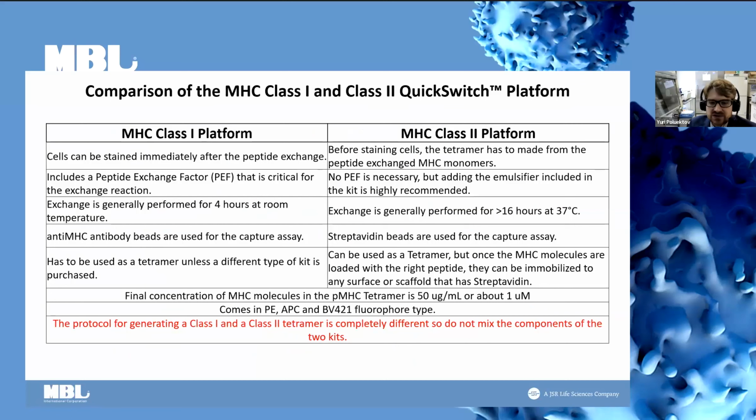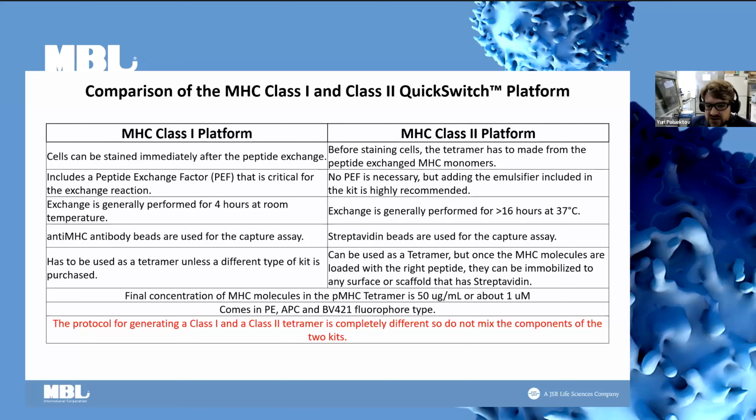As a summary of the differences in Class 1 and Class 2 kits, I want to note the following. With the Class 1 kit, cells can be stained immediately after the peptide exchange procedure. And for the Class 2 kit, the tetramers still have to be made from the peptide exchanged MHC molecules before staining cells. The Class 1 kit requires a peptide exchange factor that is crucial for the exchange reaction. And for the Class 2 kit, no peptide exchange factor is necessary. But adding the emulsifier included in the kit is highly recommended. The Class 1 kit can complete the exchange reaction in 4 hours, although once again, I recommend you do it overnight if you can, while the Class 2 kit requires at least 16 hours incubation at 37 degrees.